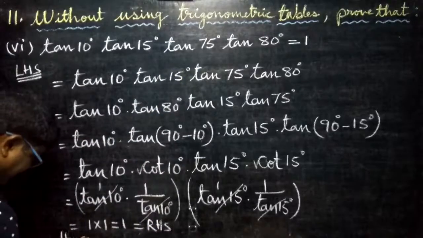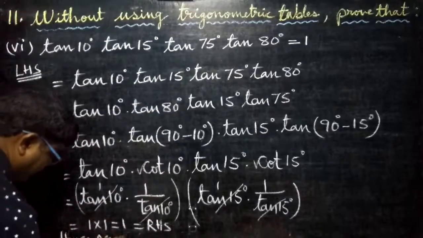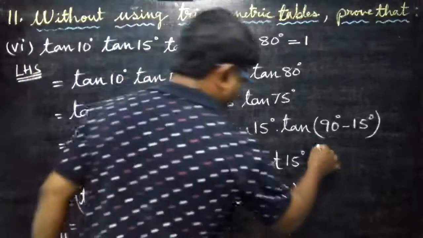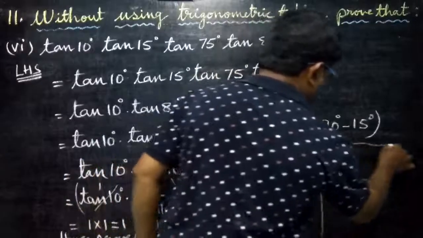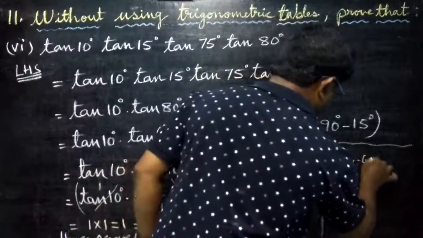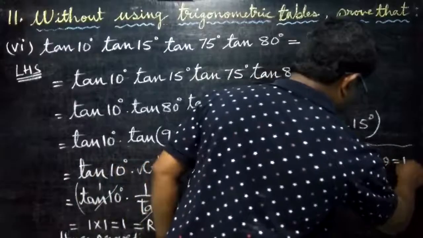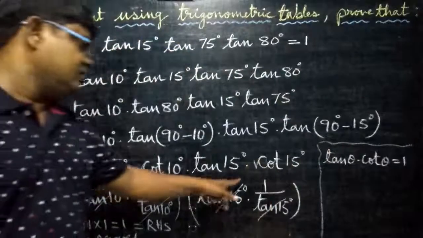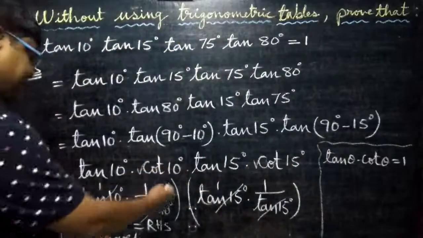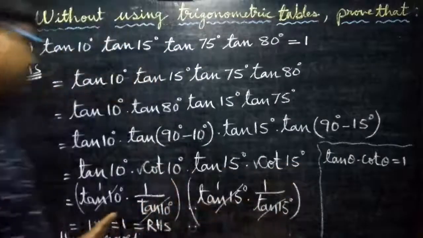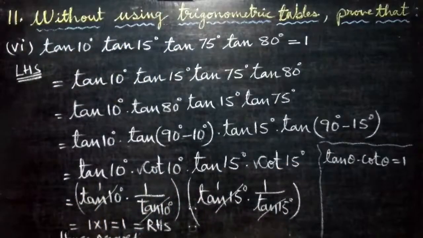This word is compulsory: hence proved. Here also you can mention that formula if you want to do it along with the formula: tan theta into cot theta is equal to 1. You can apply this formula and do it also. Here 1 into 1, but you have to put brackets. For these two it will be 1. For those two it will be 1. Combination.